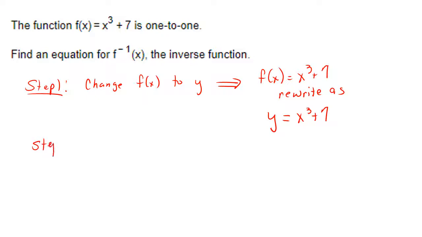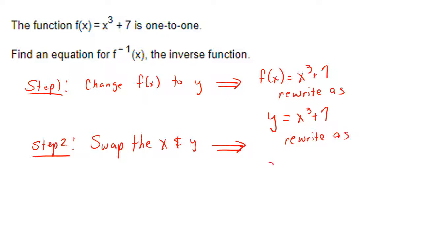Then the next step would be to swap the positions of the x and the y in the original problem. So now we will rewrite this as x equals y to the third plus 7. Notice, no sign will change. Everything keeps the same sign. The reason we do this is the inverse is the opposite reaction. So in essence, the domain has to become the range, and the range has to become the domain to find the inverse. That means x and y switch their operations.